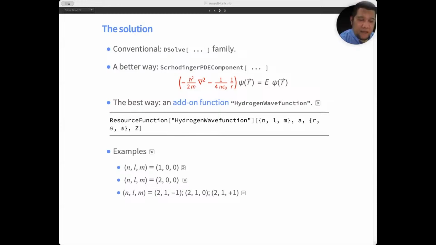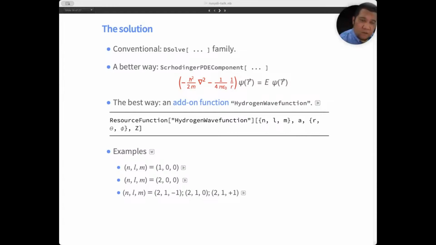Since the hydrogen atom is only a very teeny part of quantum mechanics problems, some nice and charming people already made an add-on function for the solution of the hydrogen atom. The function is stored in the Wolfram repository system and can be called as follows.